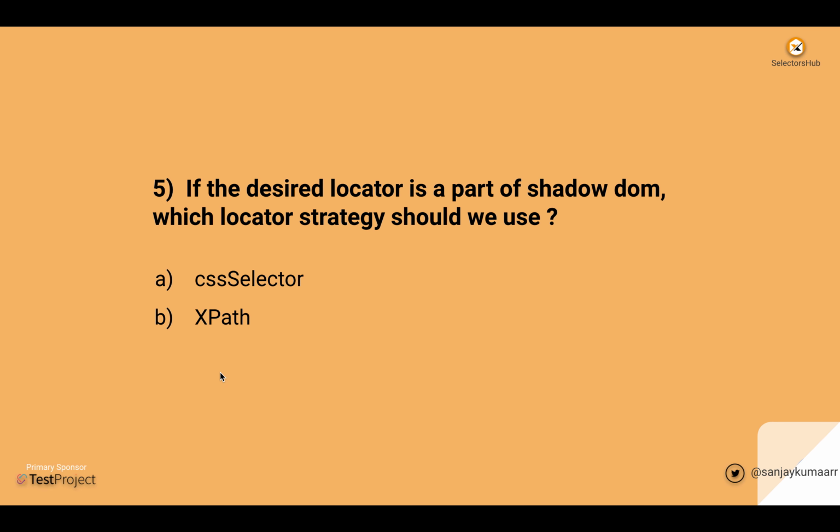If the desired locator is a part of shadow DOM, which locator strategy should we use? So I'm sure if you remember, or if you are able to recall, you know that shadow DOM doesn't support XPath. So the only option left with us is CSS selector. Okay, so that's pretty much it from the selectors challenge.